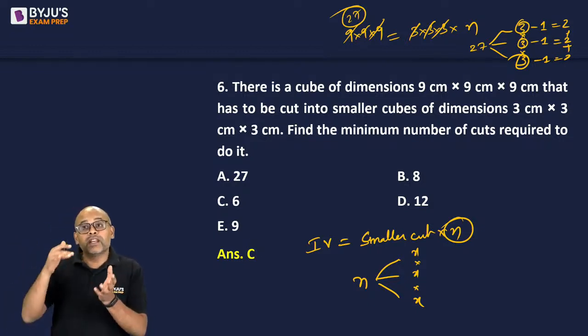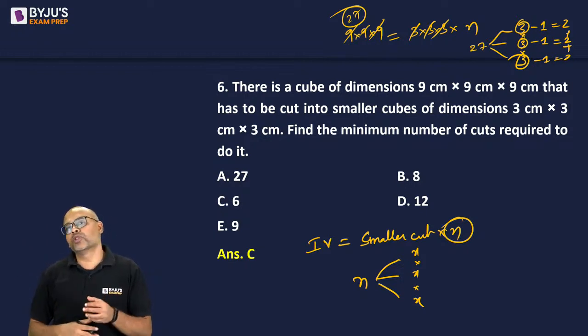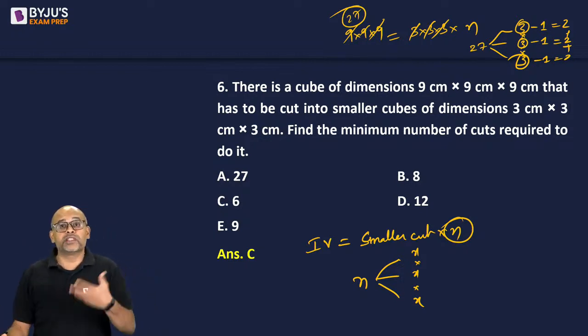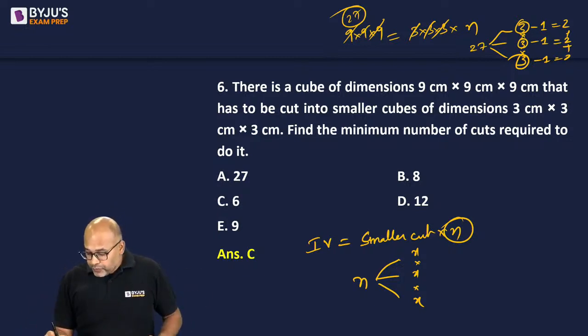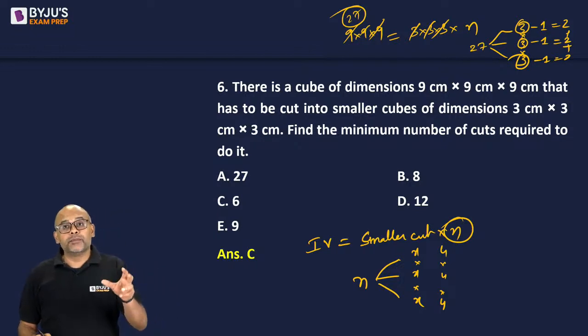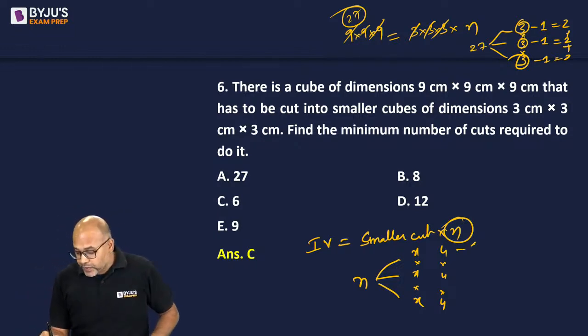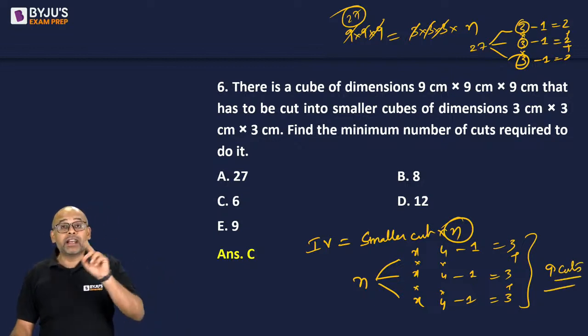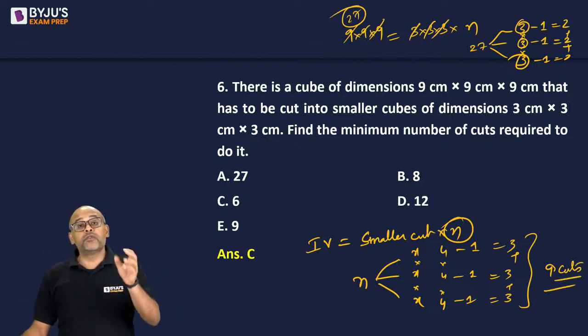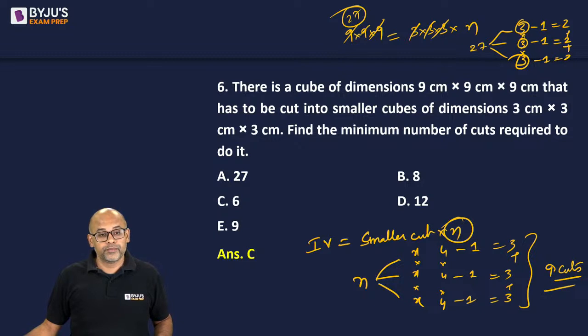So you have to look at the cube root, the nearest possible cube root. Typically they'll give you numbers which are perfect cubes, like 64. 64 is 4 into 4 into 4. So if it is 4 into 4 into 4, this is what you will get. But this is not the number of cuts. So minus 1 will give you the number of cuts. So this is 3 plus 3 plus 3. The total should be 9 cuts. So if you make 9 cuts, you will get 64 small cubes. Okay?